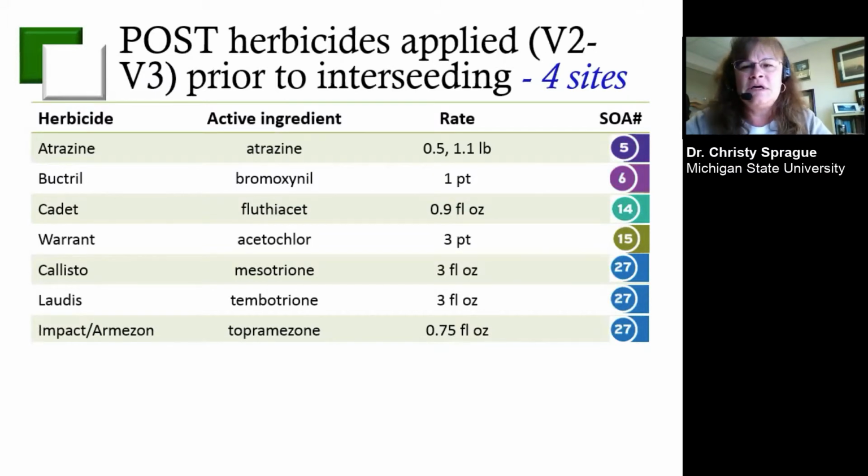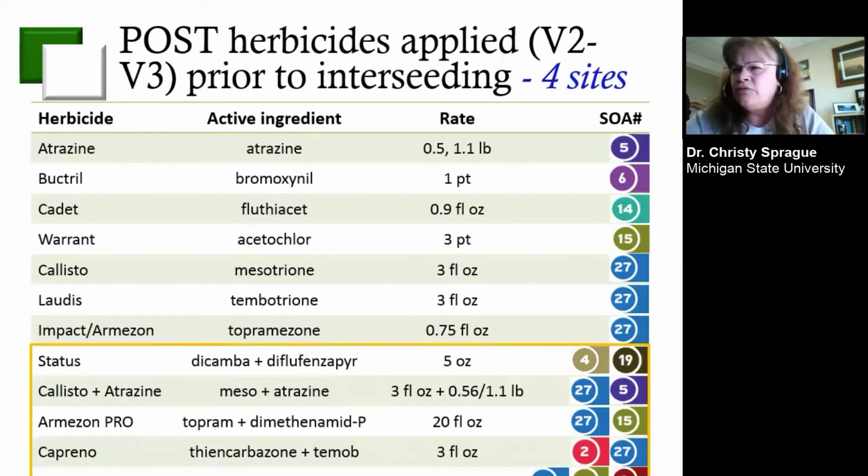So the herbicides that we looked at for that were things like atrazine, Buctril, Cadet, Warrant, Callisto, Lotus, and Impact, which is also sold as Armezon. So these are all different products that can be used. We also looked at some of the different combinations that are sold out there. So something like a Status, looking at some Callisto plus atrazine at 2 different rates of atrazine, Armezon Pro, Capreno, and also Halex GT. So you can see what some of these different premixtures are. And again, these are all very commonly used as early post-emergence weed control options in corn.